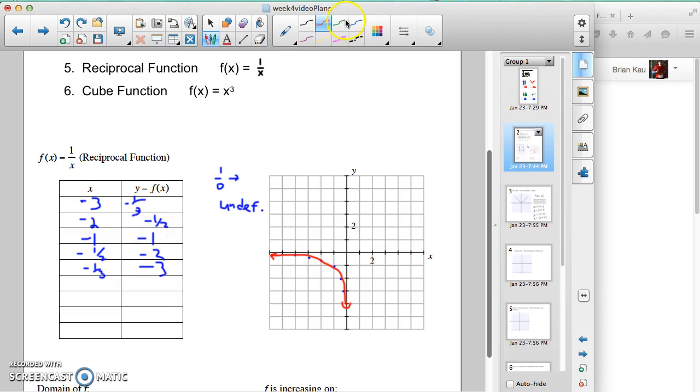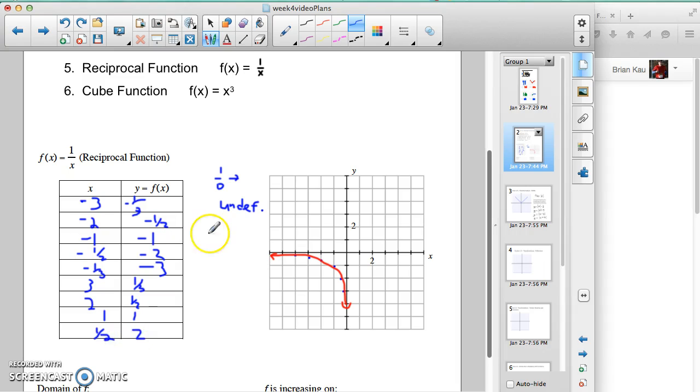Now, if we look at just the positive values, they're going to give you similar results. So at 3, we're going to be at 1/3. We take the reciprocal, it's going to be positive. At 2, we're going to get 1/2. At 1, we're going to get 1. At 1/2, we're going to take the reciprocal of that and get 2.